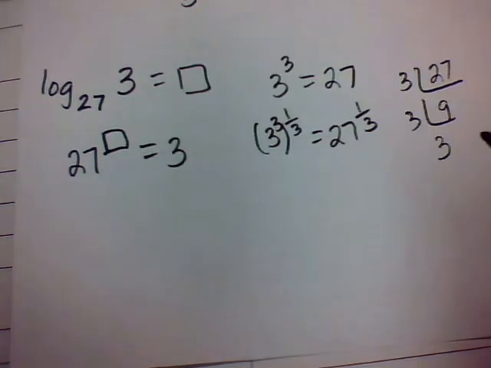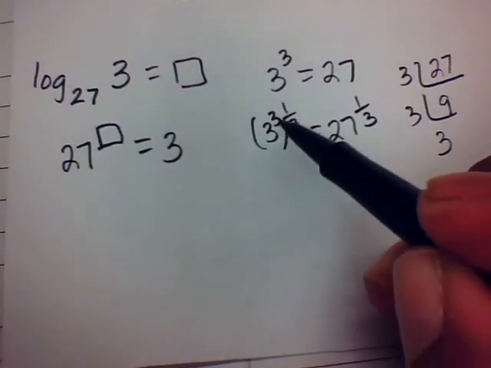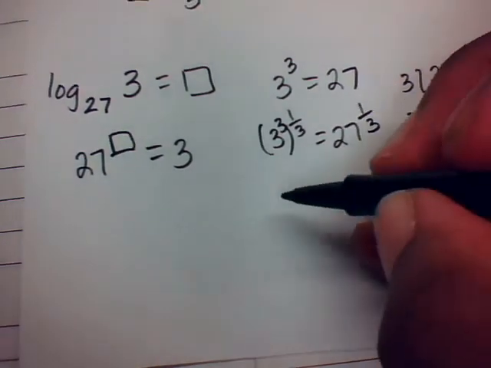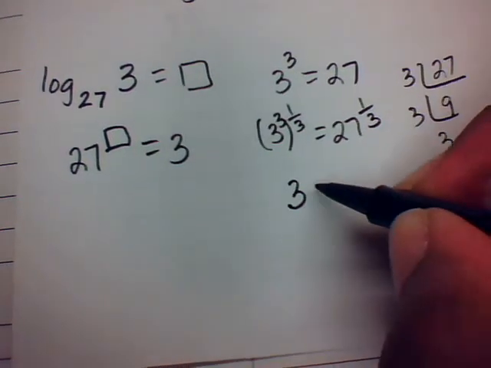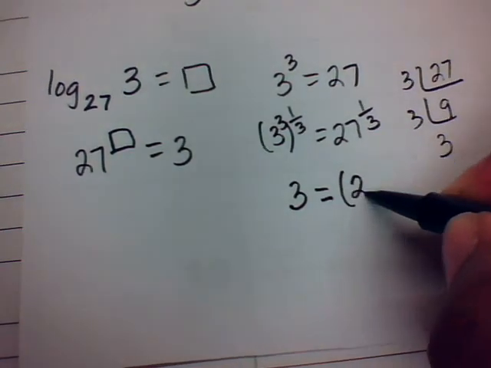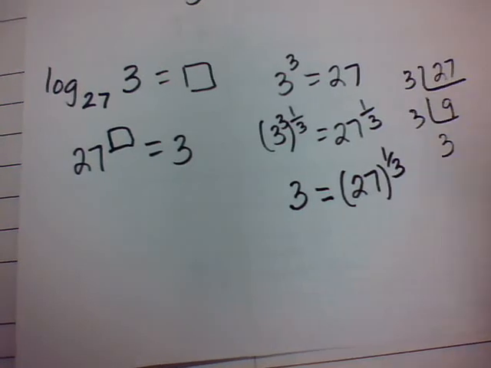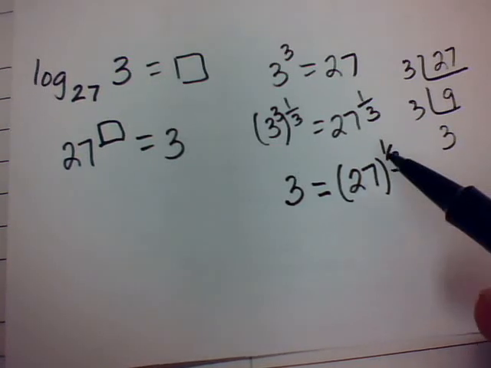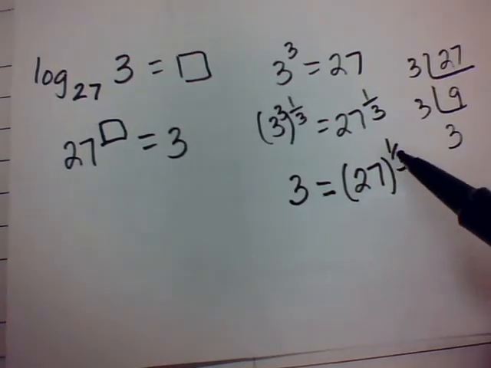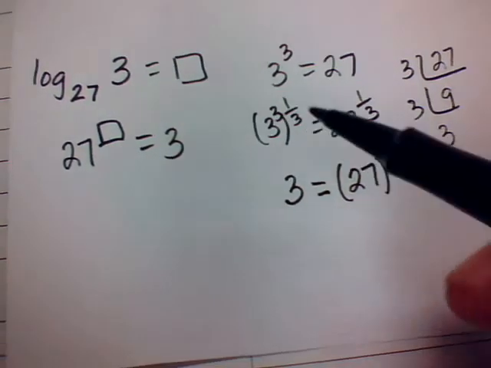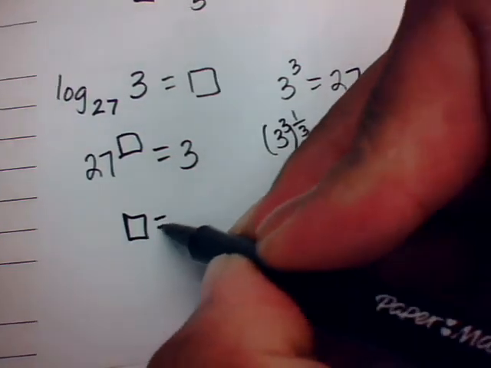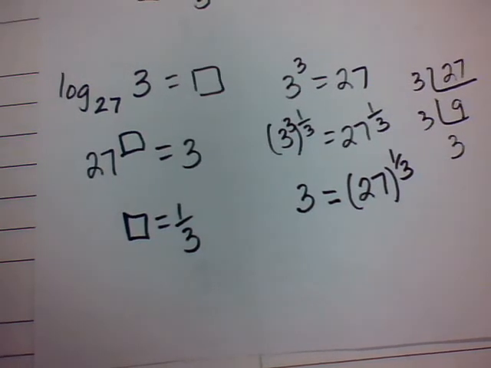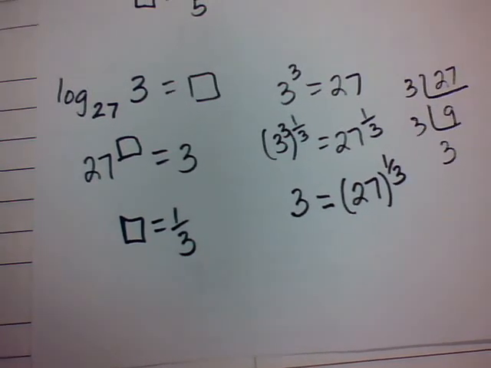And 27 will be raised to the 1/3. Now here we're raising a power to a power. We multiply the exponents here. So 3 times a third is going to be 1. So that base will be 3. That's equal to 27 to the 1/3. I didn't need the parentheses here, but that's not necessary. Now that 1/3, that's your exponent for the 27. So we can say that log to the base 27 of 3 would be 1/3. Okay?